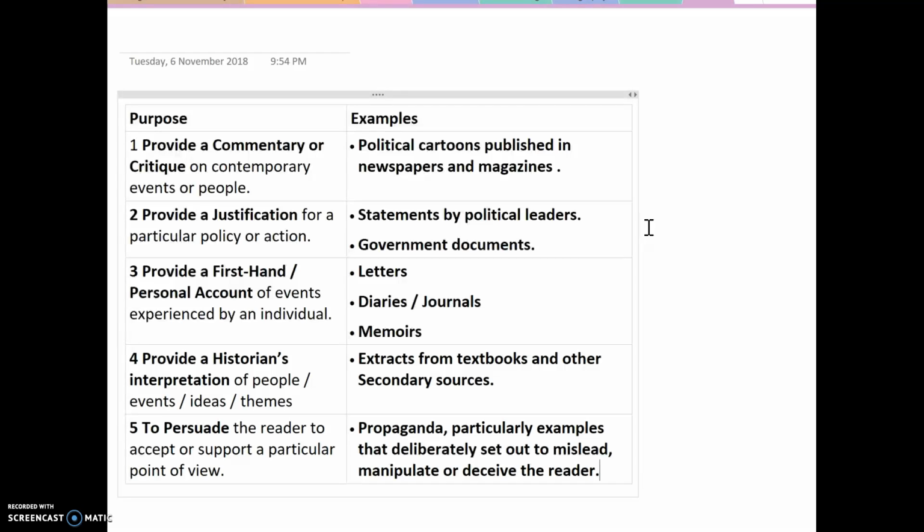Okay, so one of the maybe more familiar sources for you guys, I think, looking at how you look at them in English with persuasive text, is propaganda. And you're looking here at propaganda, which is really those persuasive texts that deliberately set out to mislead, manipulate, or deceive the reader. And definitely recruitment posters can be a good example of that.